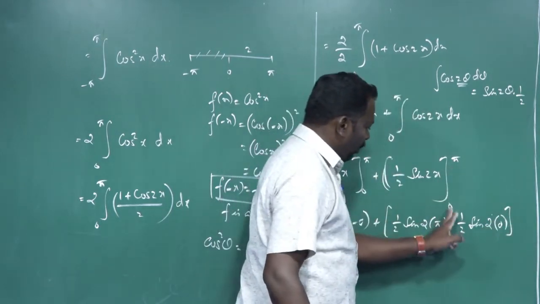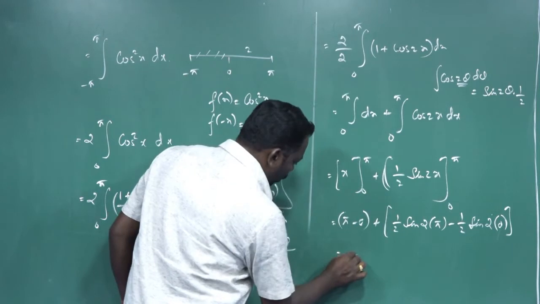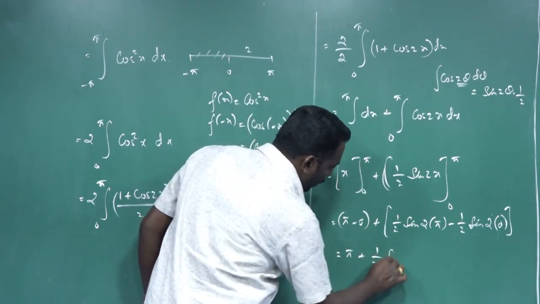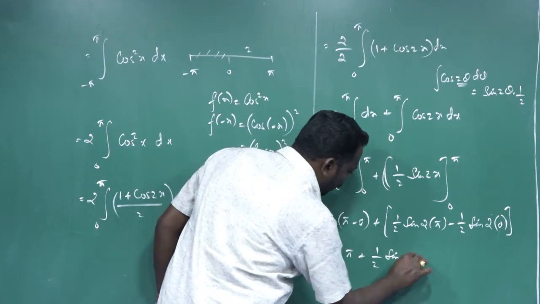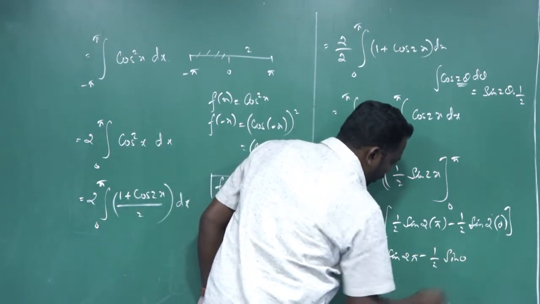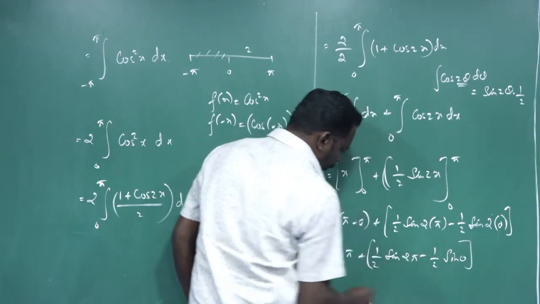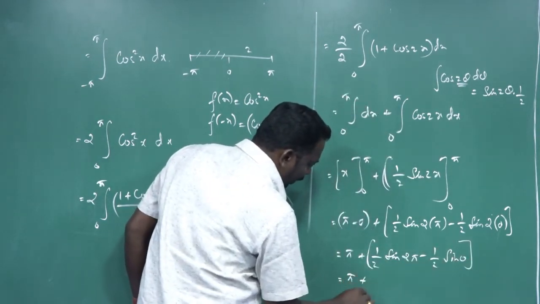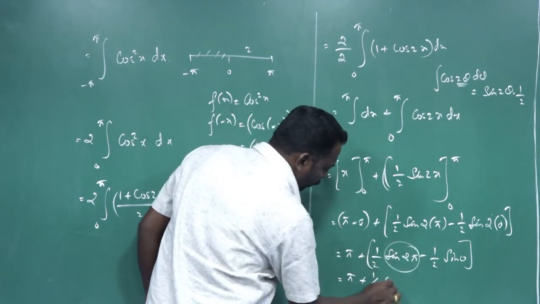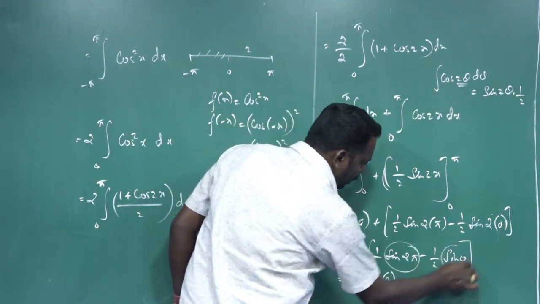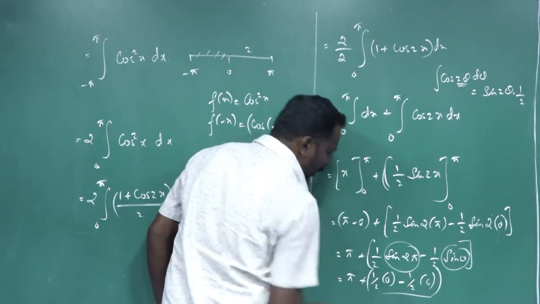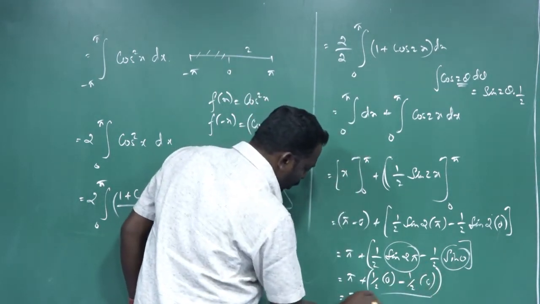Upper limit value minus lower limit value, that is equal to pi plus 1 by 2 into sin 2 pi, minus 1 by 2 into sin 0. That is equal to pi plus 1 by 2 into sin 2 pi, and sin 2 pi is 0, and sin 0 is also 0. Therefore the second term is cancelled, remaining is pi.